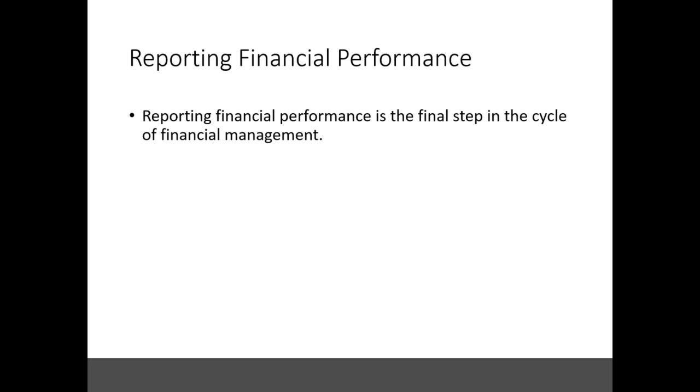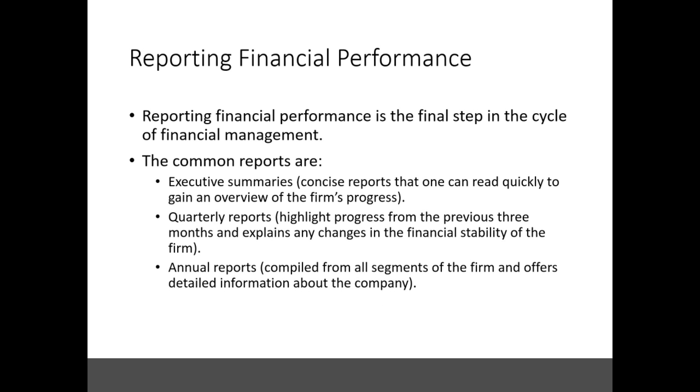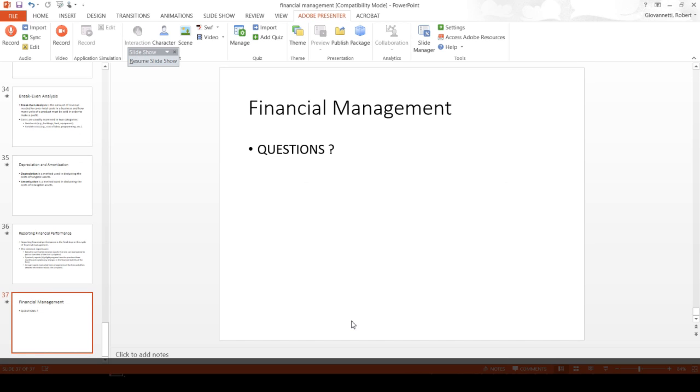And the final step in financial management is reporting. And generally, you get executive summaries, which are just concise reports you can look at to say, okay, here's how we're doing. You have quarterly reports, which highlight the last quarter plus the previous quarters if you want to do that, but basically quarters are done in 3-month periods, and gives you a little better look at the financial stability of a firm. And then annual reports, which are basically everything from the year. So you take the whole year and you look at that. So that's part of another common report. So that's it for financial management.